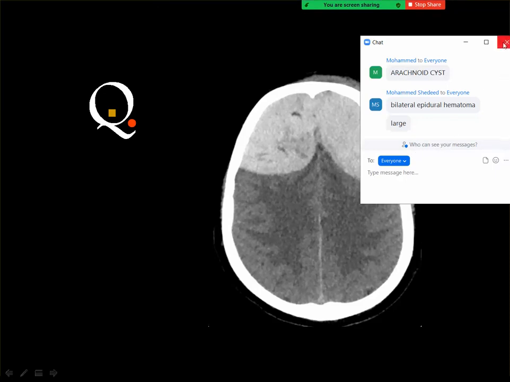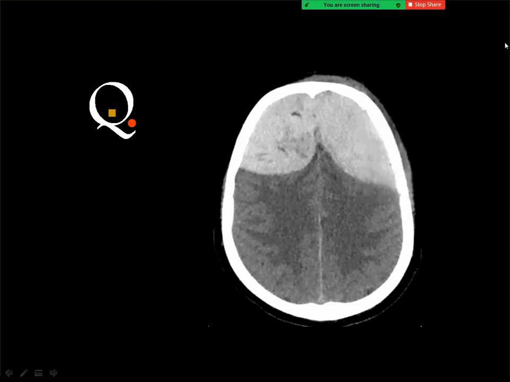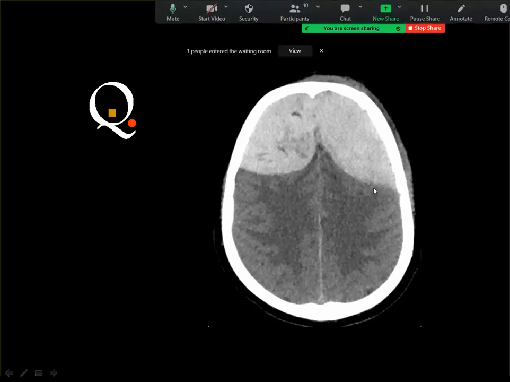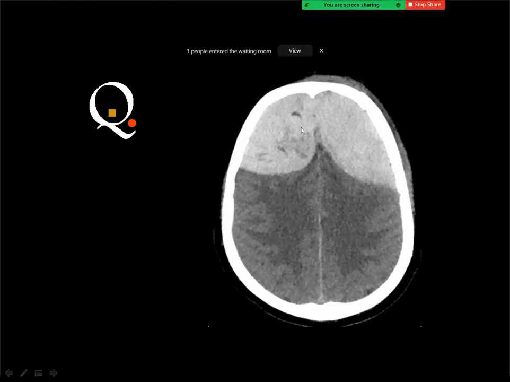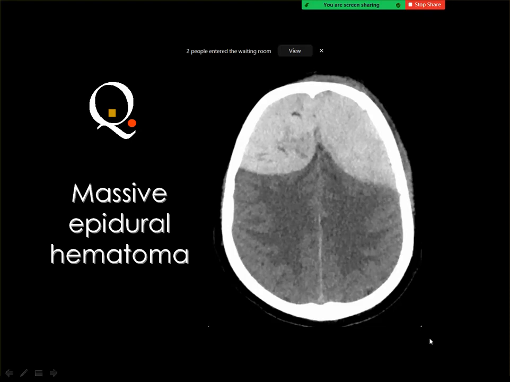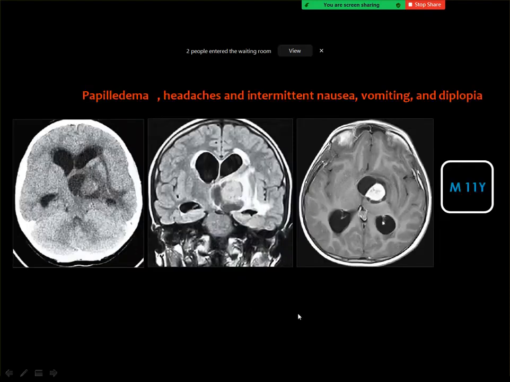Yes, and this is not a bilateral epidural hematoma, but it is a giant epidural hematoma. Epidural hematoma can cross the midline and extend to the opposite hemisphere, but the subdural hematoma cannot cross the midline and it will descend in the falx. But here you see the blood is crossing the midline to the opposite side, and this is a big or massive epidural hemorrhage. Next case.